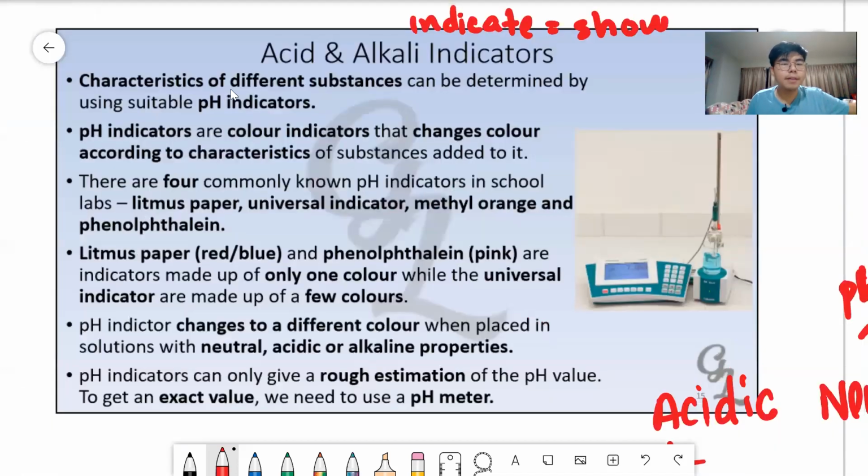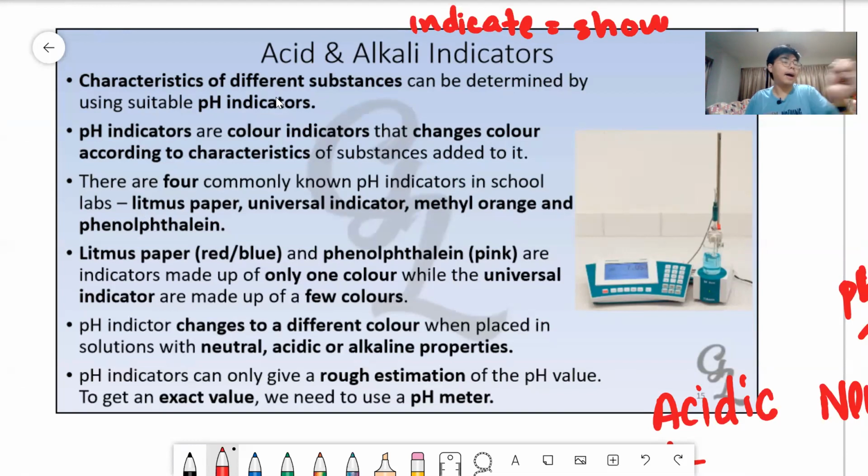Characteristics of different substances can be determined by using suitable pH indicators. That means for us to know whether a certain thing is an acid or an alkali, we will use a suitable pH indicator. Alright, we call it a pH indicator.